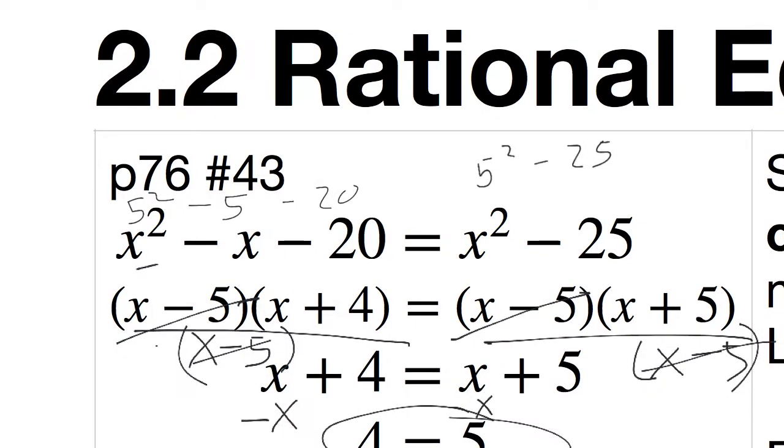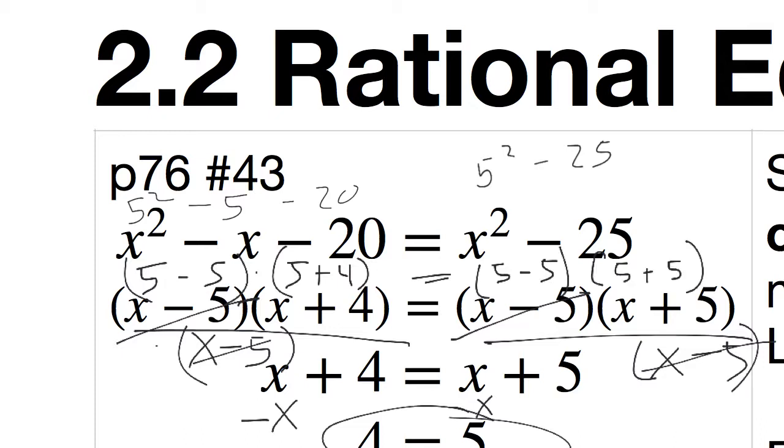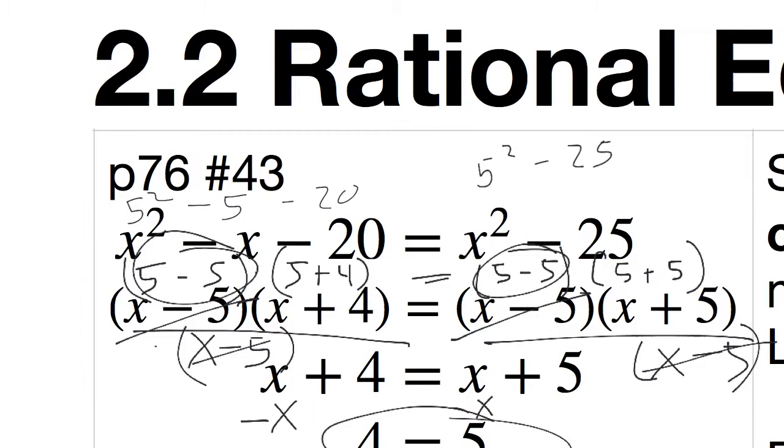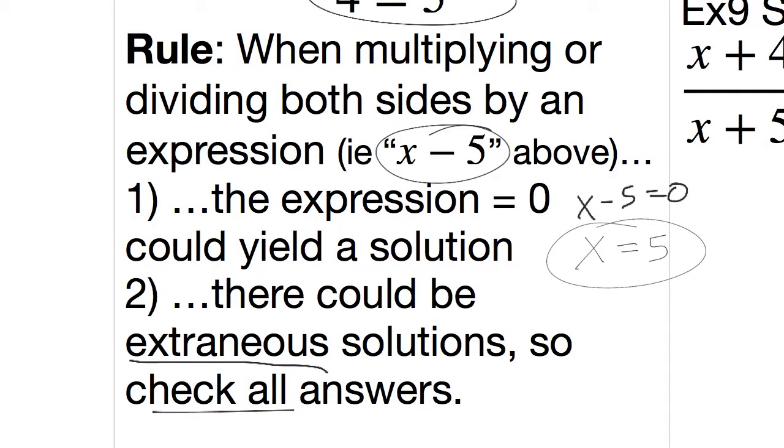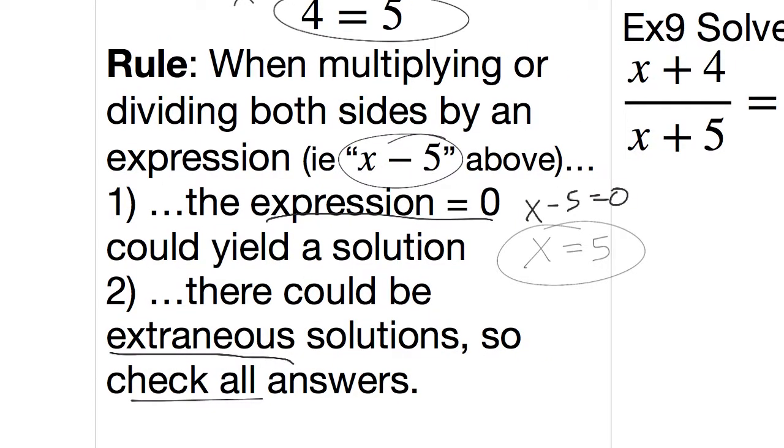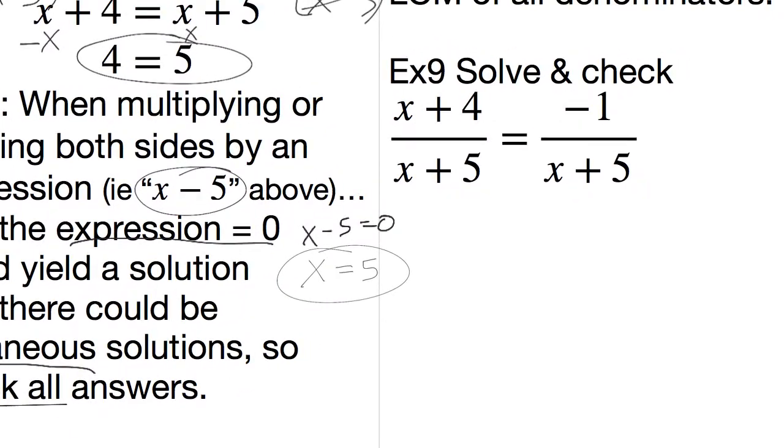In fact, if we substitute in here, is 5 minus 5 times 5 plus 4 going to equal 5 minus 5 times 5 plus 5? And the answer is yes, because they both evaluate to 0. 0 times anything is 0. I do that all just to say that when you're multiplying or dividing both sides by an expression that has an x in it, make sure you remember that the expression equals 0 could be a solution, as it was here. And then also remember that you need to check all your answers.